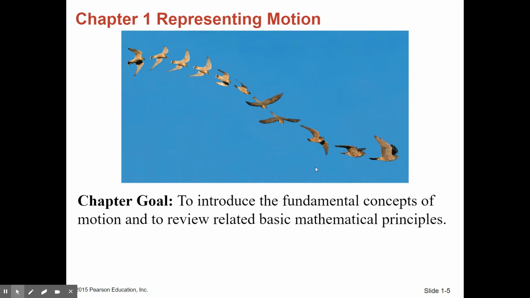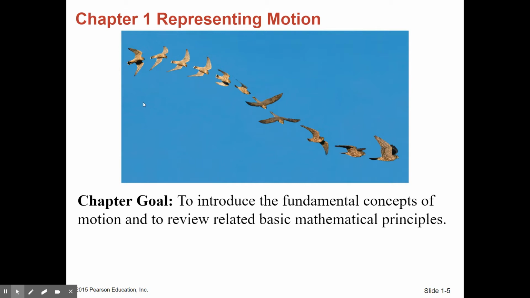We're going to be starting with chapter 1, and we've already talked about chapter 1 a little bit, so we're going to finish up with chapter 1 today, and we're going to get into a little bit of chapter 2 as well. Our goal is to introduce those concepts about motion and how it can relate to some mathematical principles that you've had in the past.